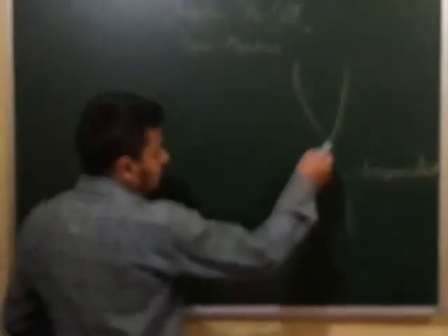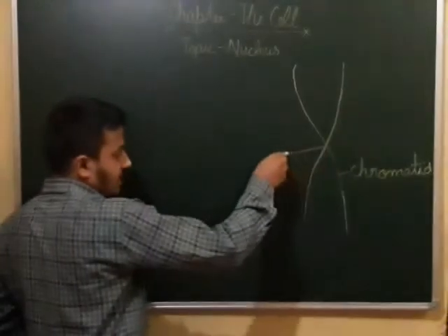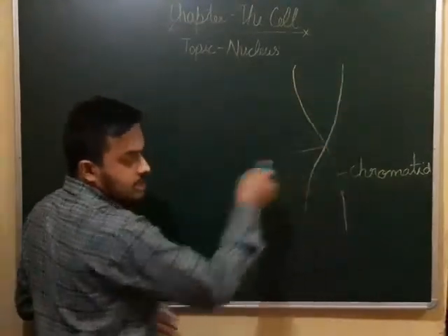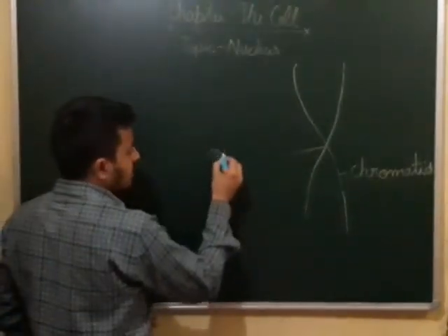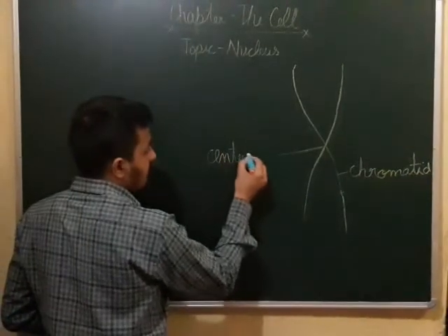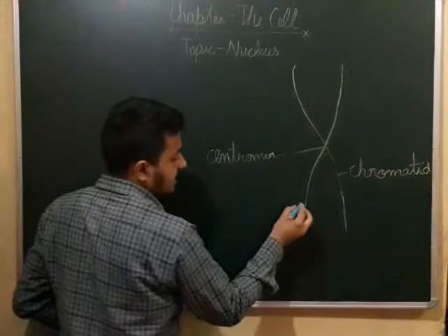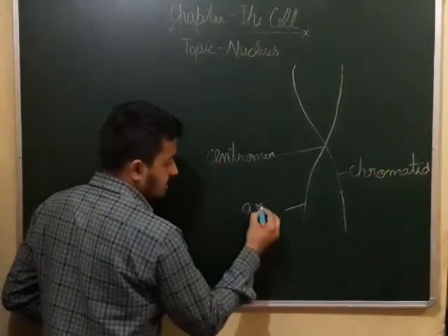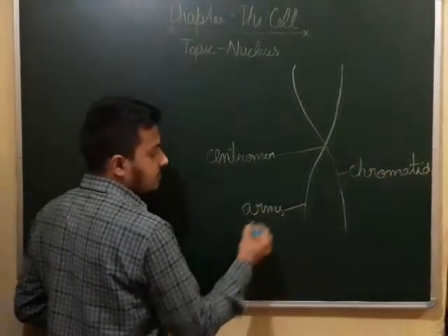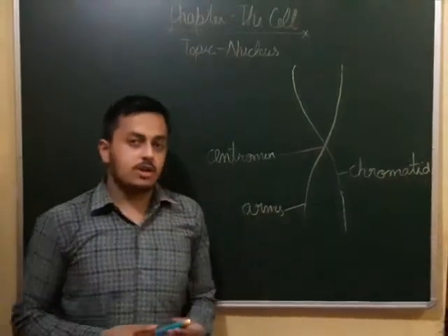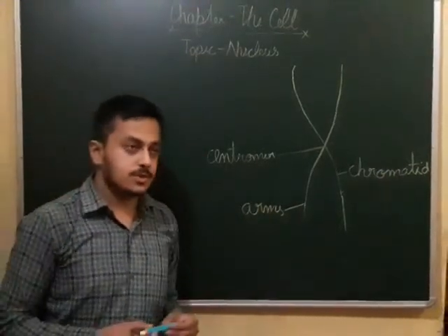Okay, any problem in that? The part where these two chromatids cross each other is called the centromere, while these parts are called the arms. So this is the whole information about the chromosomes.